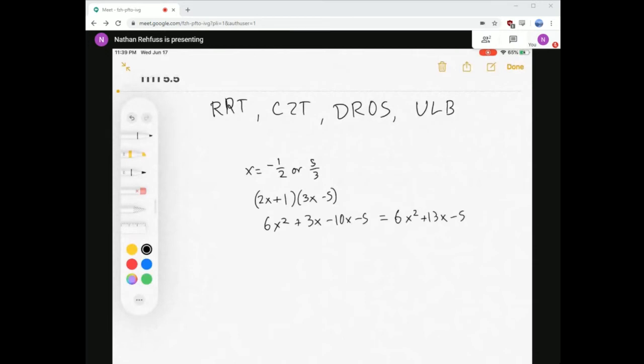And I don't really care about the 13x right now. What I care about is this 6, which was 2x times 3x made 6x squared. And then 1 times -5 made -5. Why is that exciting? Because that means that this guy and this guy are both factors of this constant term. And it means that this guy and this guy are both factors of the leading term. They have to be based on the way we multiply factors to get a polynomial.